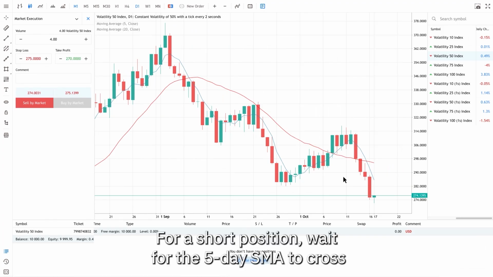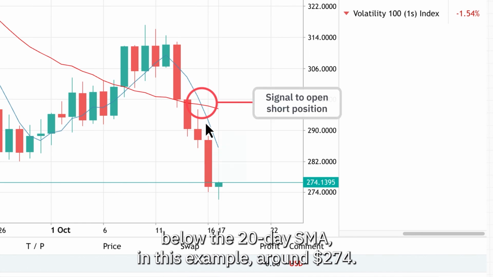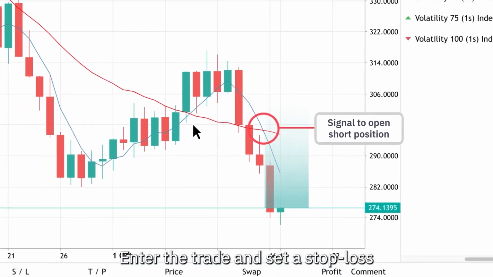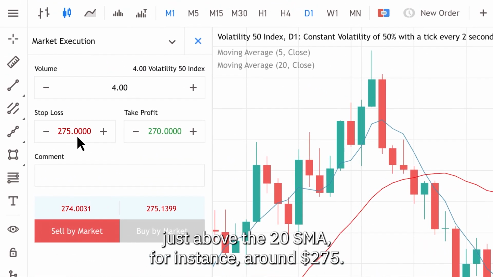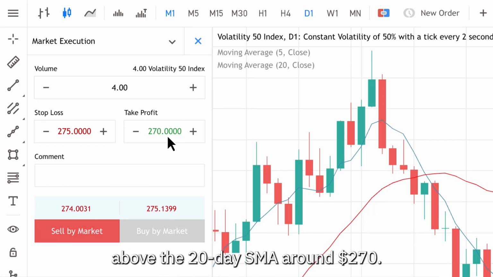For a short position, wait for the 5-day SMA to cross below the 20-day SMA. In this example, it's around $274. Enter the trade and set the stop loss just above the 20 SMA, for instance, around $275. Take profit when the 5-day SMA crosses back above the 20-day SMA around $270.